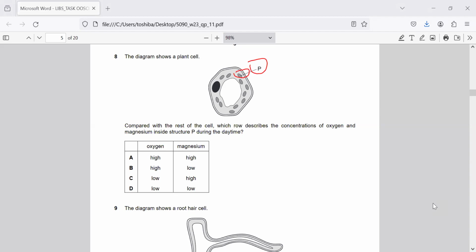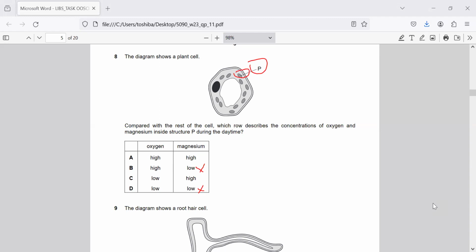Because the structure is chloroplast and chloroplast contains magnesium, it traps sunlight. Option B says oxygen is high, magnesium is low. Options with magnesium low will be wrong. So we have 2 options with magnesium high, A and D. If oxygen is low, how will photosynthesis happen? Because we also have to look at the concentration of oxygen inside the plant cell during daytime.